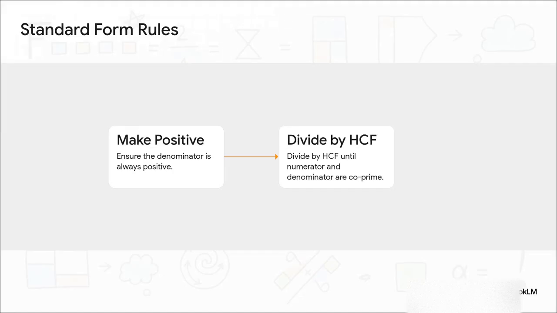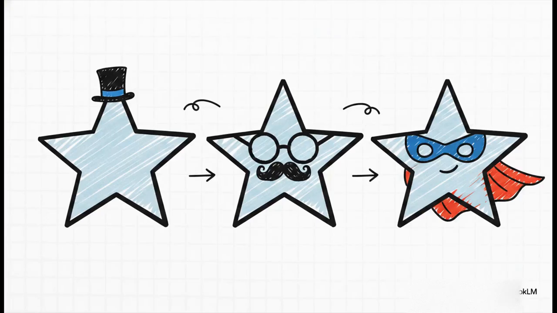Now, just like language has grammar rules, rational numbers have what we call a standard form, just to make them universally understood. It's essentially about cleaning up the fraction. Step 1. Always make sure that bottom number, the denominator, is positive. If you've got a negative down there, just move it up to the top. Easy. Step 2. Divide both the top and bottom by their highest common factor until they're co-prime. That just means they don't share any common factors other than 1. For example, if you're looking at 48 over 72, you divide both by their highest common factor, 24, reducing it cleanly down to 2/3.